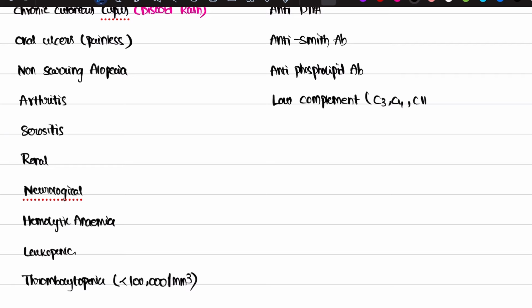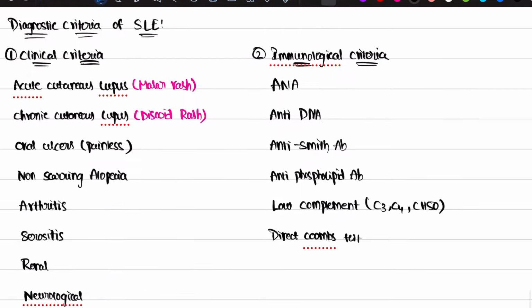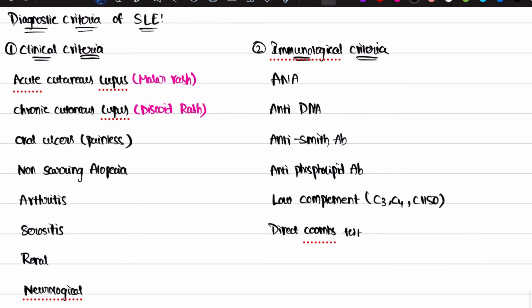Right now you just remember that low complements are there. You don't need to remember C3, C4 or CH50, but just remember low complement system. And the next one is the direct Coombs test. So this is a diagnostic criterion for SLE.